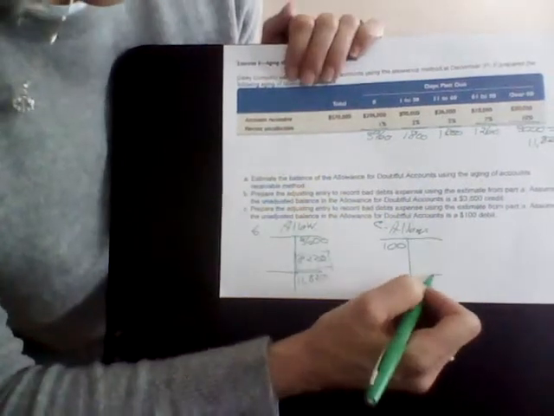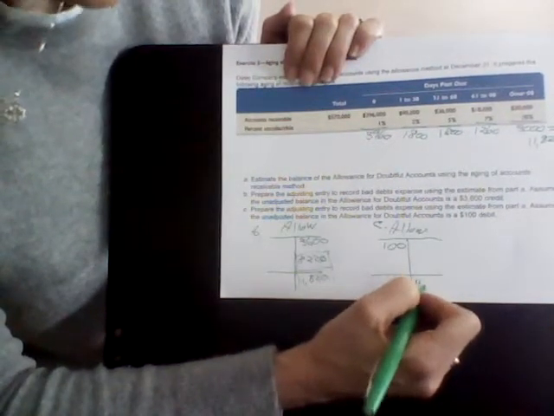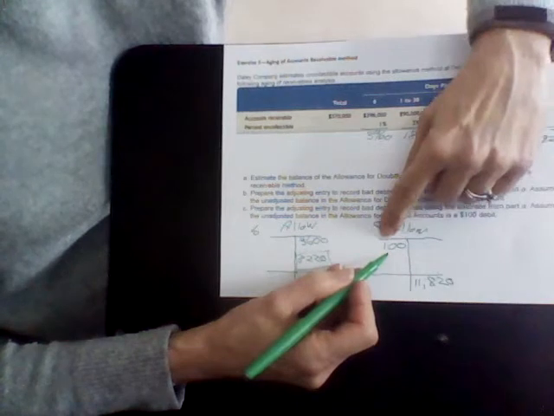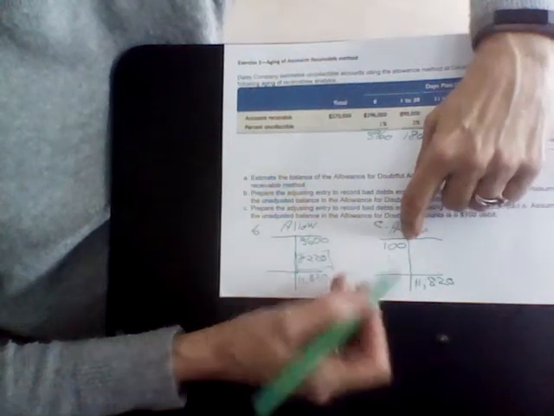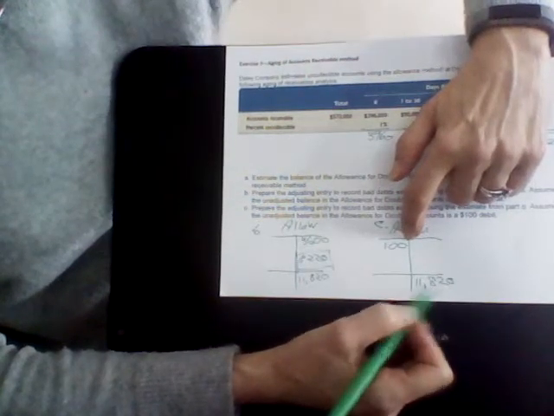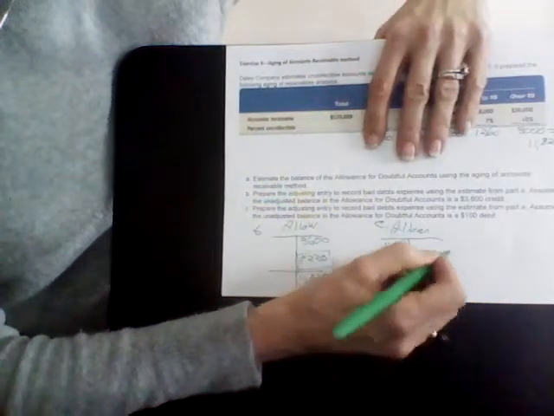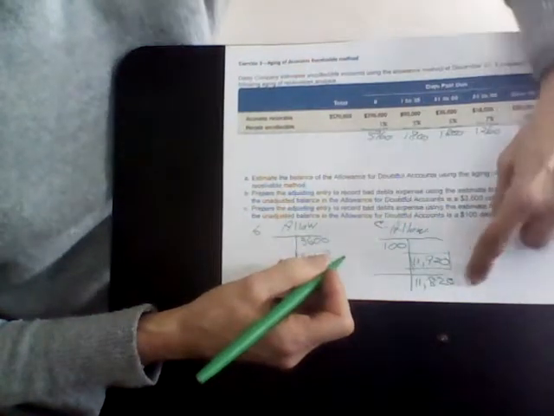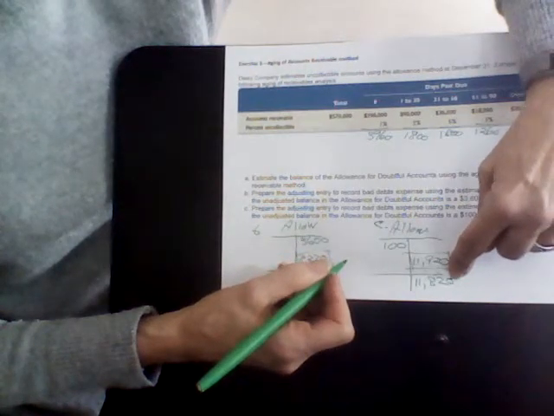I still need to get this account up to $11,820. So it's going to take me $100 to wipe out this debit to zero, and another $11,820 to get me to a credit of $11,820. So that would take $11,920 to turn a $100 debit into an $11,820 credit. Again, debit bad debt expense, credit allowance for doubtful accounts.